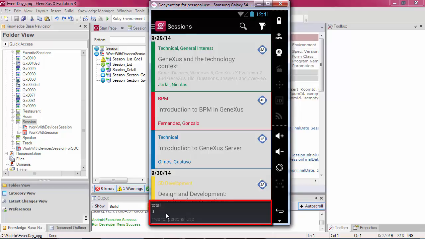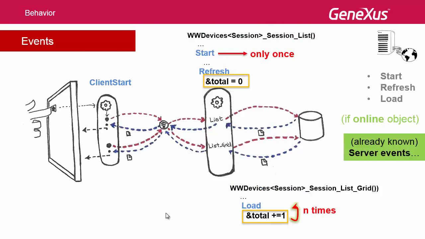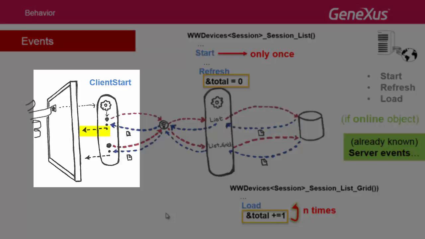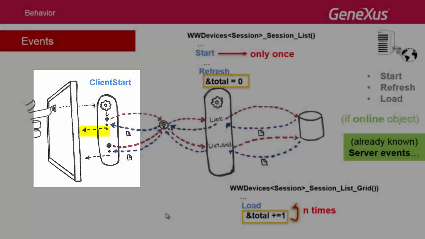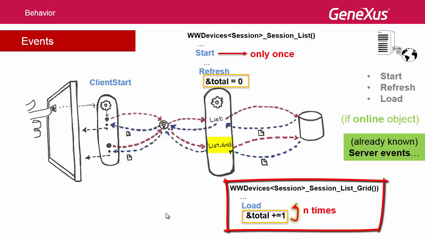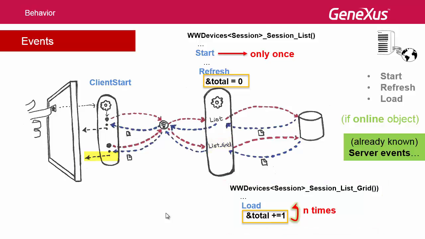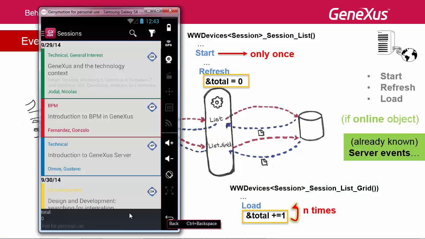Why is that? Here we can see an outline of what we've done. The problem is that we programmed this panel as if it were a web panel, ignoring the fact that the screen corresponding to the fixed part will be drawn in the device before calling the data provider that will return the grid lines, to draw it later on the screen. Therefore, when the total variable is displayed, the load event that increases it will not have been invoked n times, and the grid will not have been drawn either.